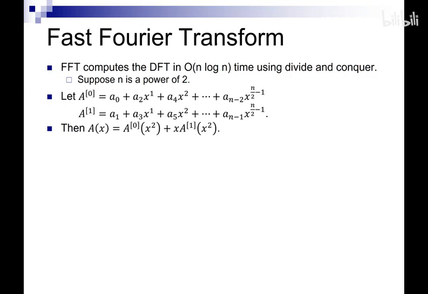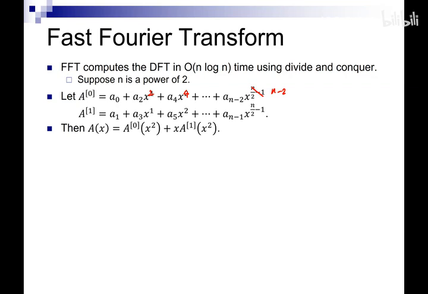Because you can say that A of x is equal to A0 of x squared plus x times A1 of x squared. The reason this is true is because if you take x squared and plug it into A0, then all of these exponents are going to double, and so this is going to end up being, what do we have over here? So we have n minus 2.